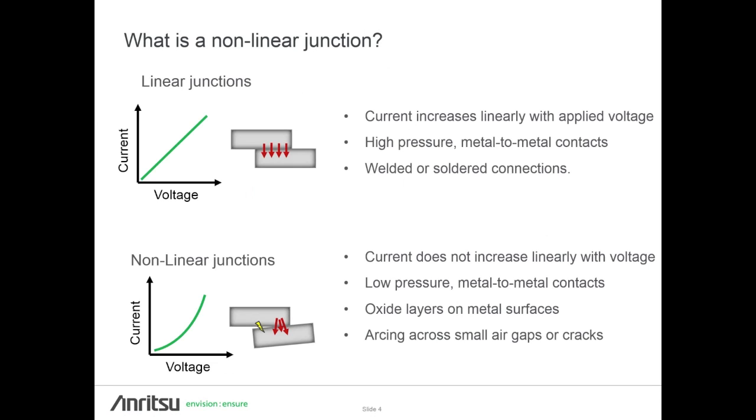When I talk about nonlinear, I'm talking about the relationship between current and voltage, specifically at metal-to-metal contacts throughout the RF path. So if I have a high-pressure metal-to-metal contact or one that is welded or soldered where the surfaces are not separating, as the voltage increases, I get a linear increase in current. In contrast, if I have a nonlinear junction, one where the metal-to-metal contact is very loose or has oxide layers or small gaps where I might get micro-arcing across the gap, as the voltage increases, I do not get a direct current increase. Then all of a sudden I get a rapid increase. And that schematically looks a lot like a diode. So these nonlinear junctions are acting like microscopic diodes distributed throughout the passive RF path.